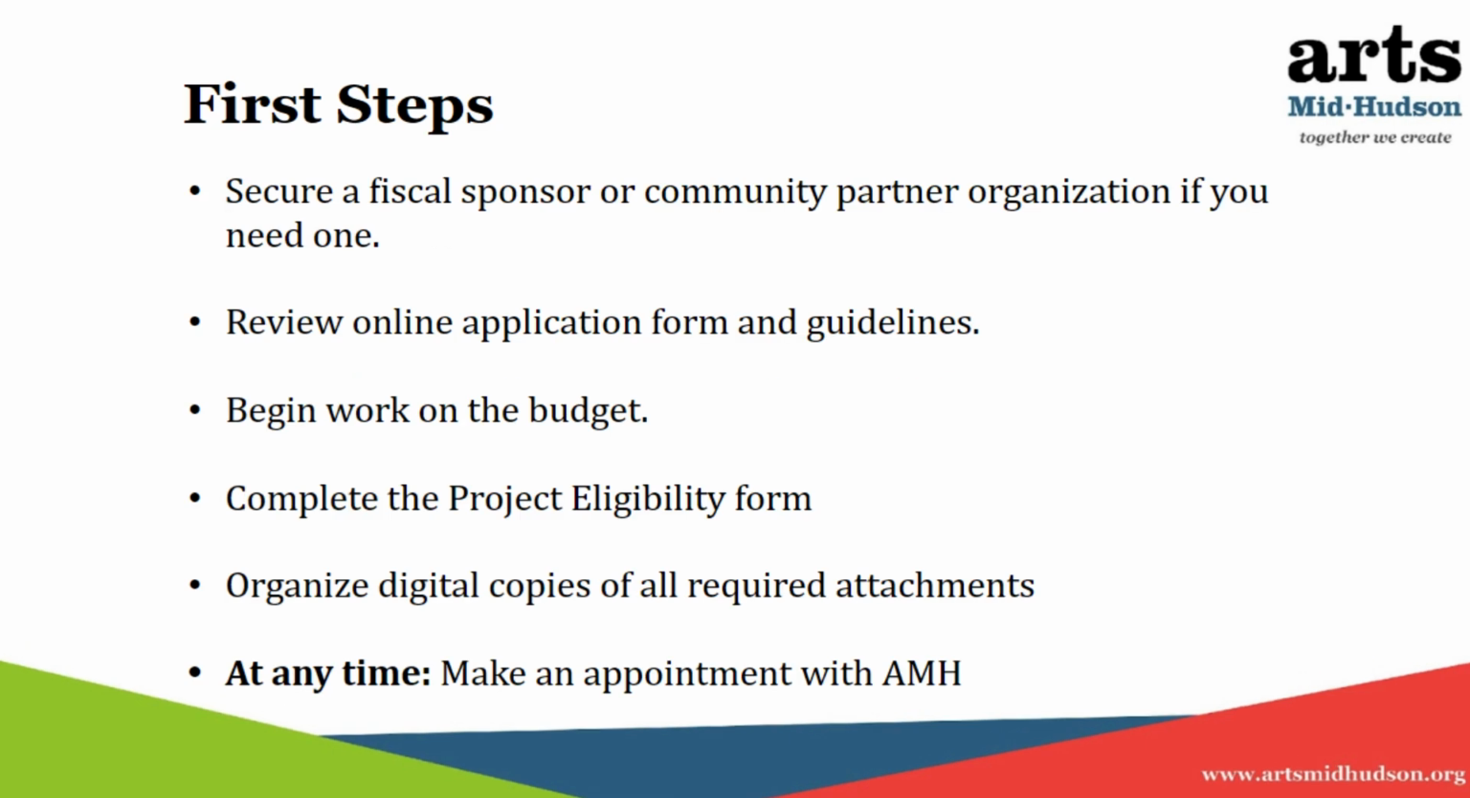So first steps for the Community Arts Grant: secure a fiscal sponsor or community partner organization if you need one. Review the online application form and guidelines. I would recommend starting the budget first or just sketching it out. Complete the project eligibility form to get some feedback about whether your project is eligible, and organize digital copies of all required attachments. And at any time, make an appointment with Arts Mid-Hudson. I really recommend getting your attachments together early on so that you're not running around the last minute trying to get those together under a deadline.